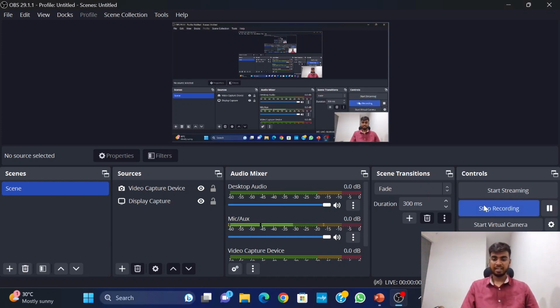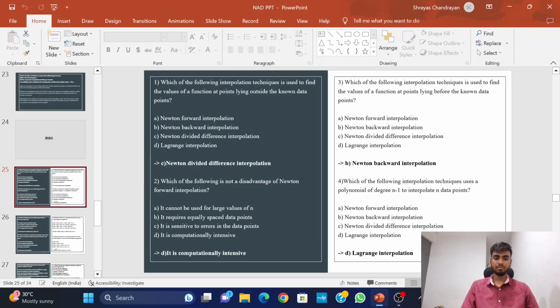Now let's solve our second internal question paper. The first question was, which of the following interpolation techniques is used to find the values of a function at points lying outside the known data points? The options are Newton forward interpolation, Newton backward interpolation, Newton divided difference interpolation, and Lagrange's interpolation. So the right answer is Newton divided difference interpolation.